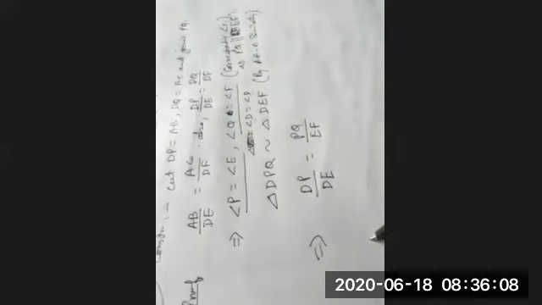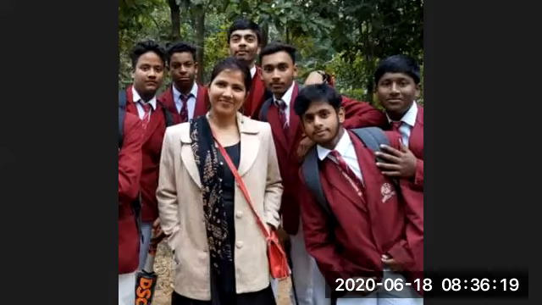And also you can write DP is actually equal to AB. So you can write AB by DE is also equal to PQ by EF, right? Exactly the same.